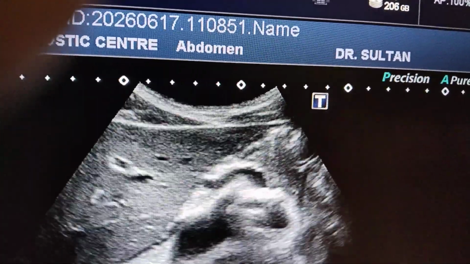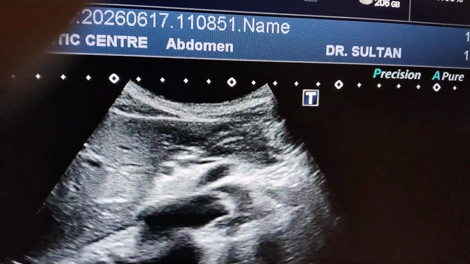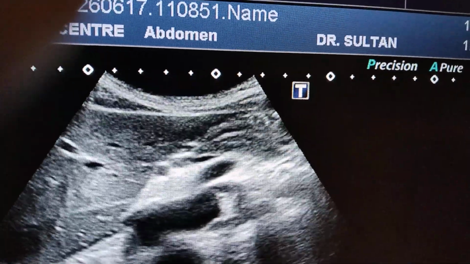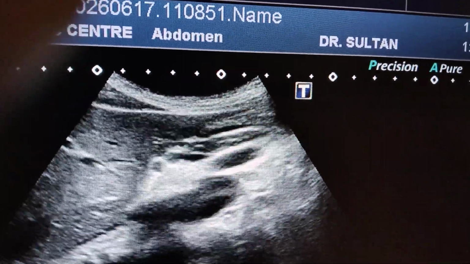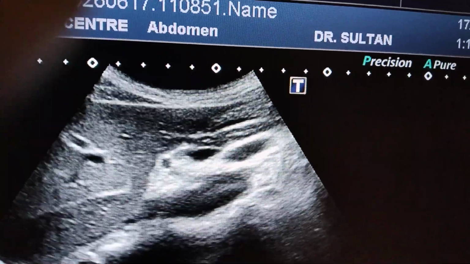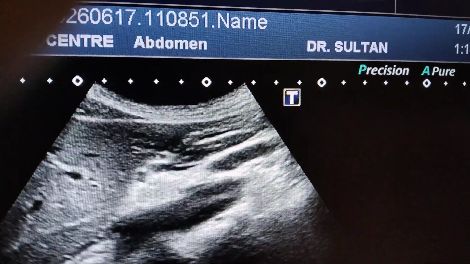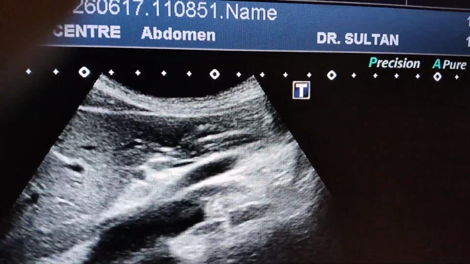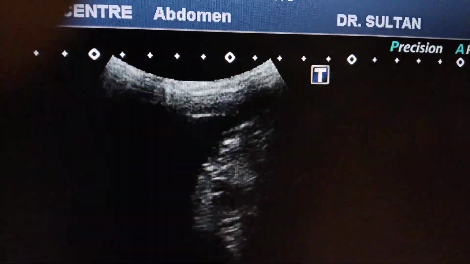Dear colleagues, I am Dr. Sultan Ayub, working as a radiologist. Today, I am going to show you the normal anatomy of the gallbladder and how to scan the gallbladder, what would be the position of the patient and position of the probe.